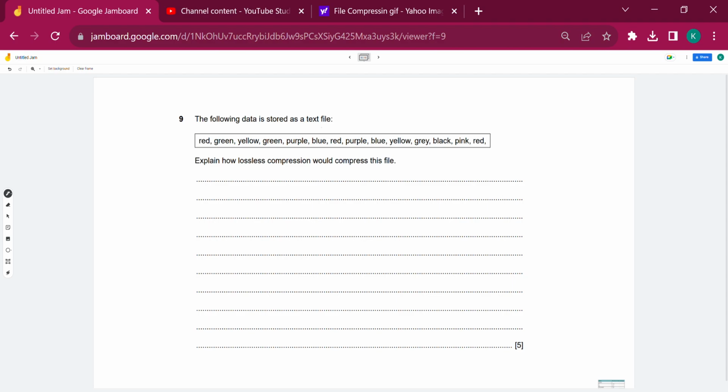So this is one of the questions that I have taken from a past paper. What is this question all about? This question is about: if I am storing a text file, this is the text file, how am I going to implement lossless compression on it? So keep in mind that it is asking how, and it carries 5 marks. So we need to write 5 points in this description.